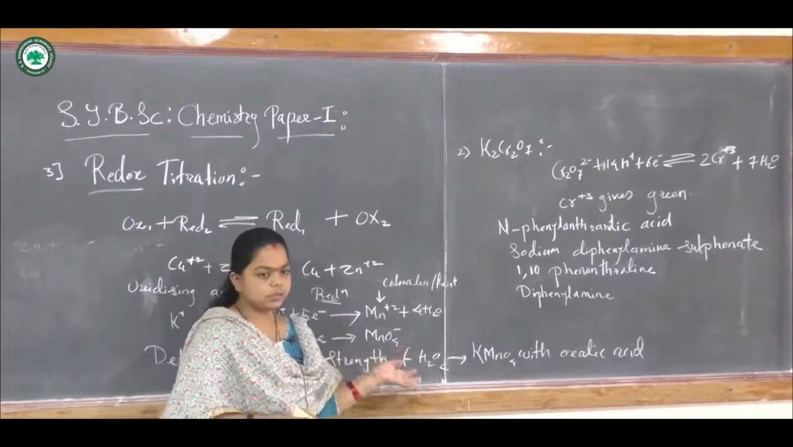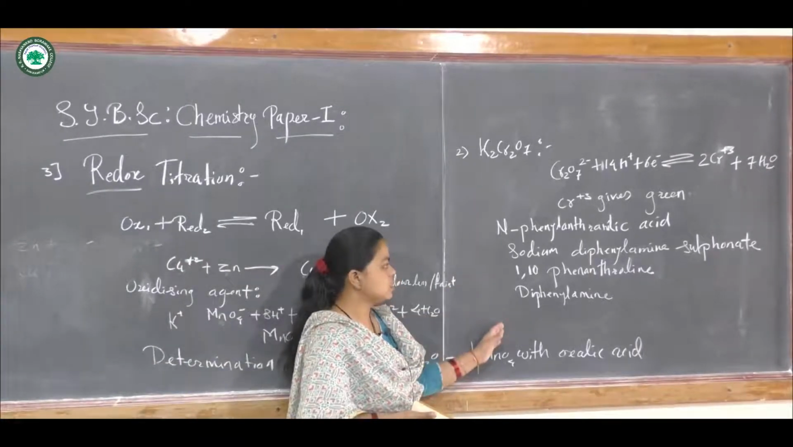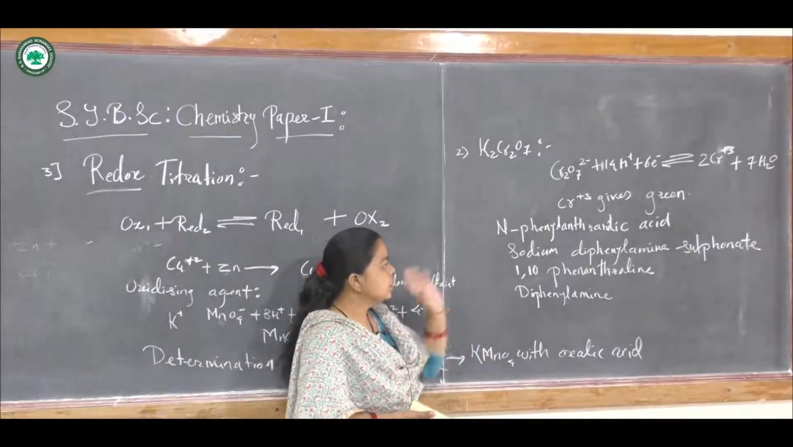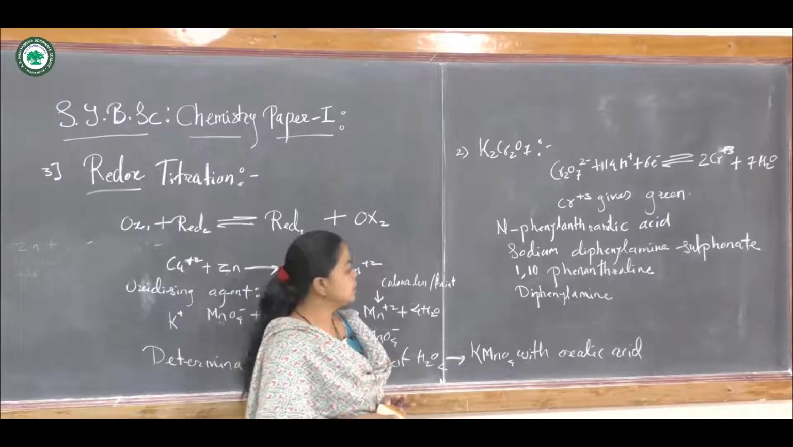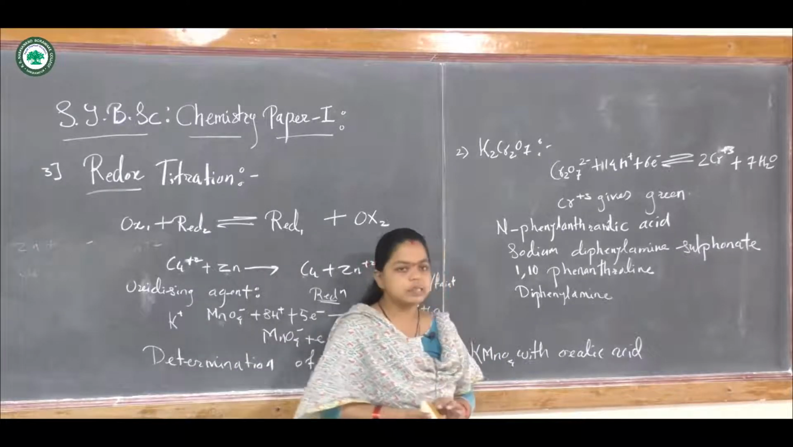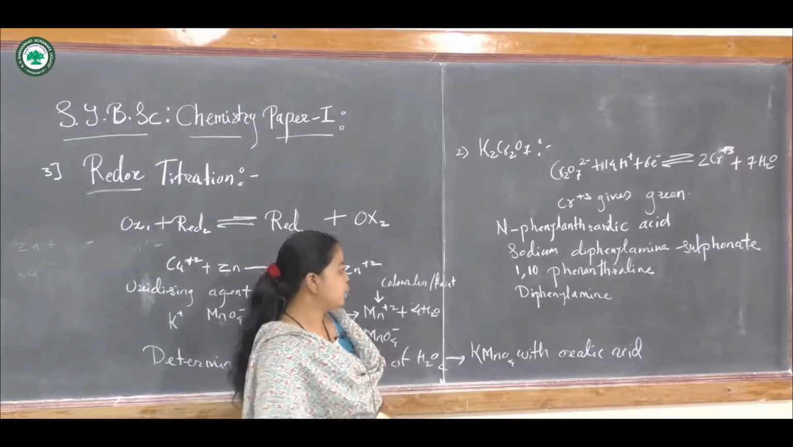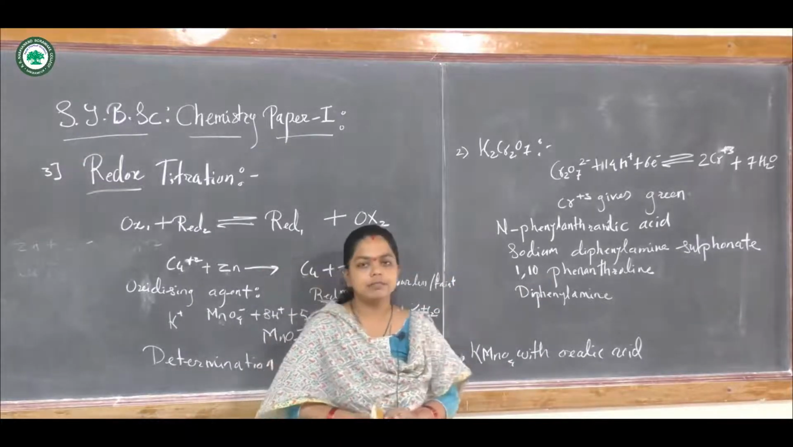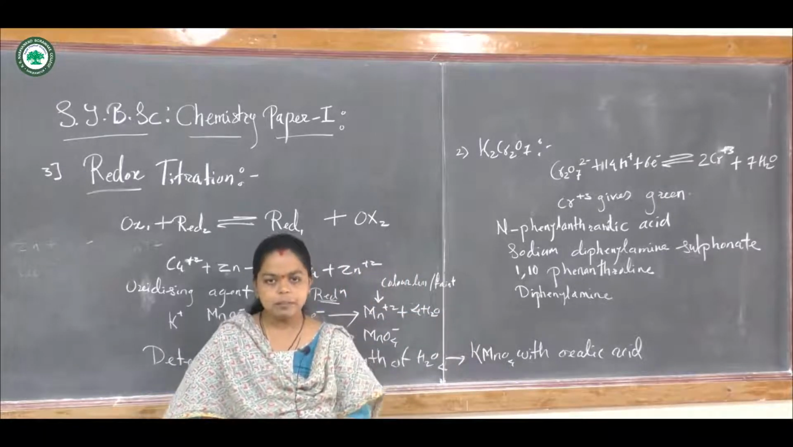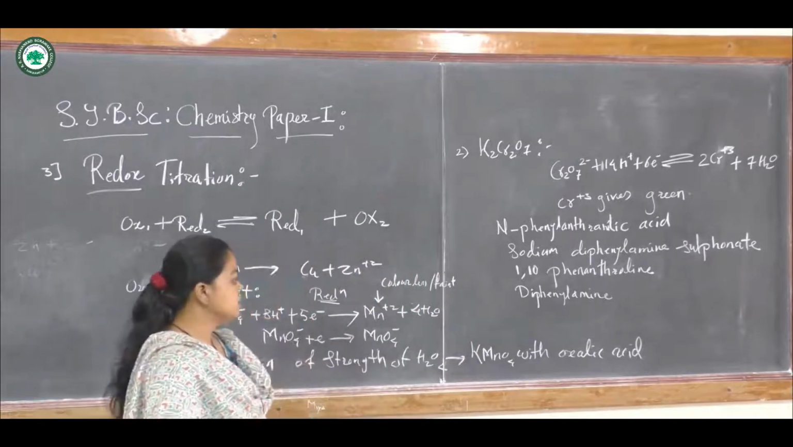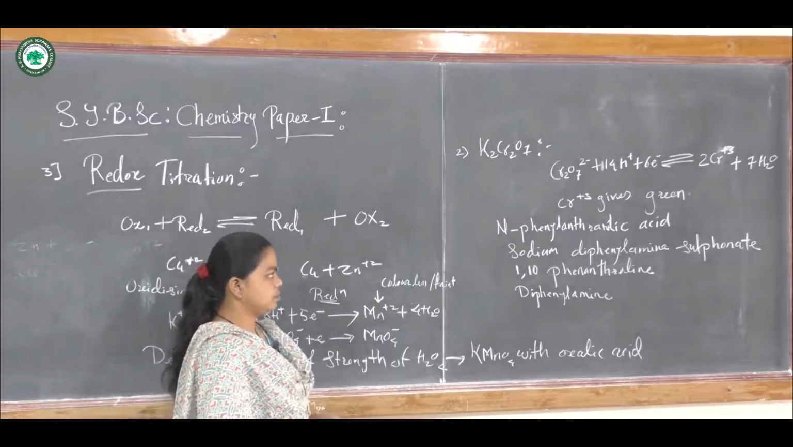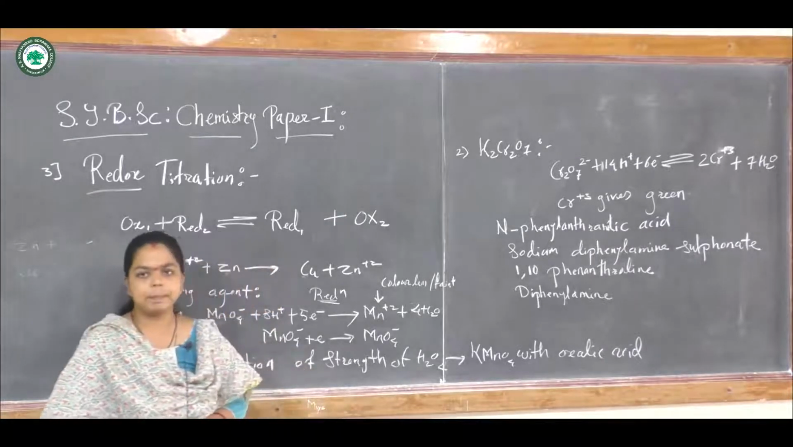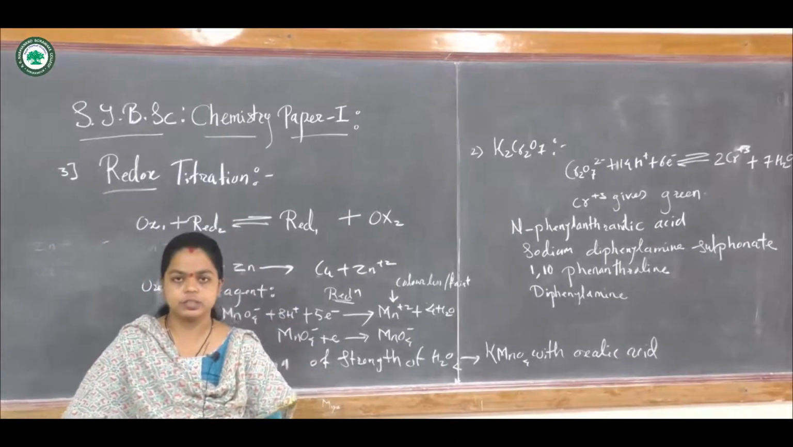Now different types of further indicators can be used for this redox type of titration. They are N-phenylanthranilic acid, then sodium diphenylamine sulfonate, 1,10-phenanthroline compound, and diphenylamine. So these different indicators are used in the redox titration. Now let us see the application of this redox titration.